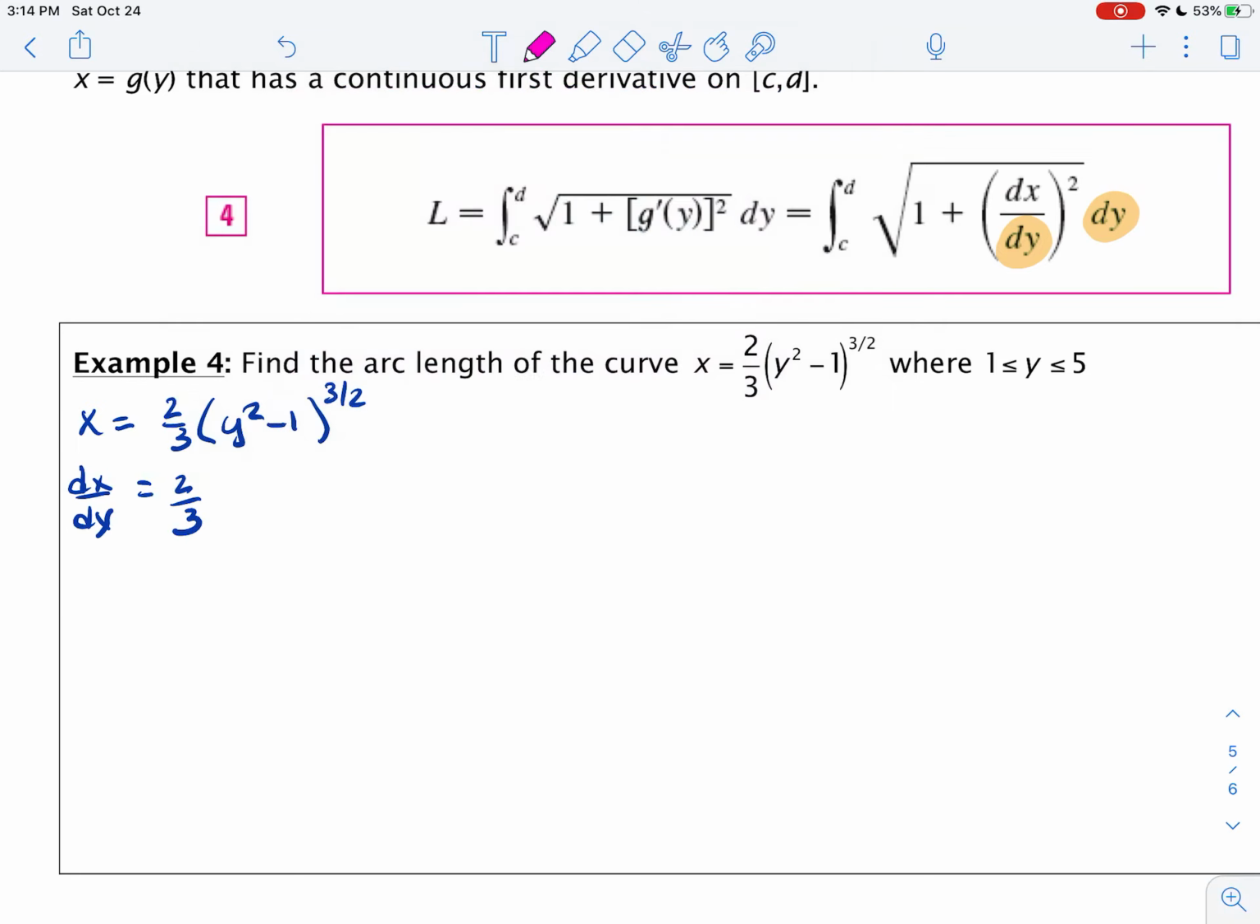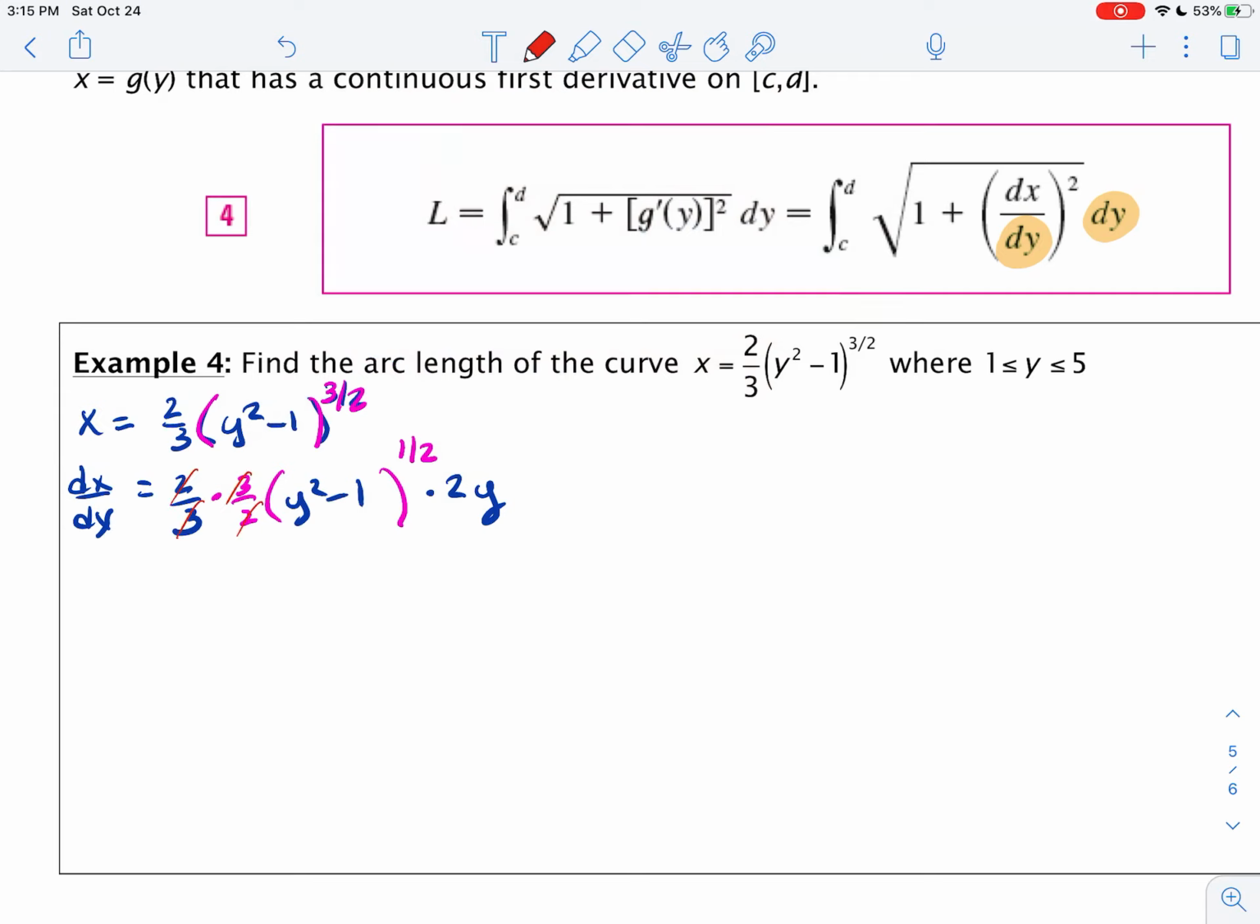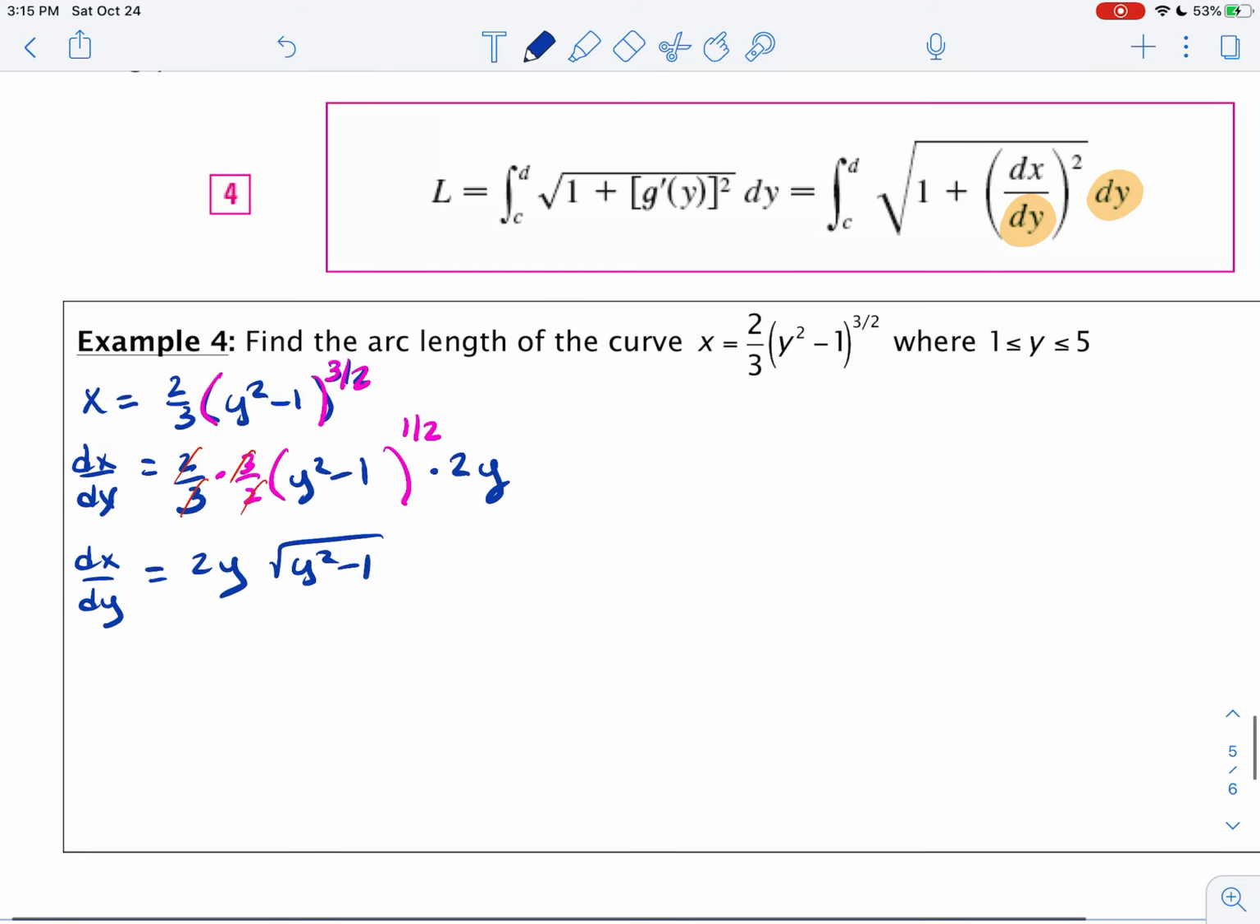And what is our dx dy? That's going to be the chain rule. So let's not forget our chain rule. And that's going to be 3/2, and 3/2 minus 1 is to the 1/2. And we're going to evaluate at the inside, but then we're going to multiply by the derivative of the inside. And now I'm going to clean things up. I know that my 3's cancel, my 2's cancel, and I can put my 2y in the front. And I see here that dx dy is going to equal 2y times the square root of y squared minus 1. And my next step is to square it.